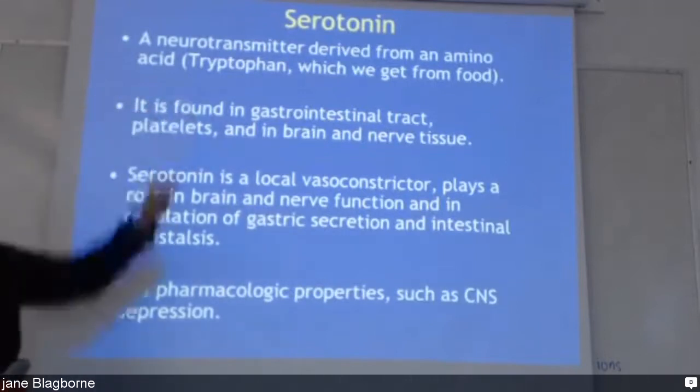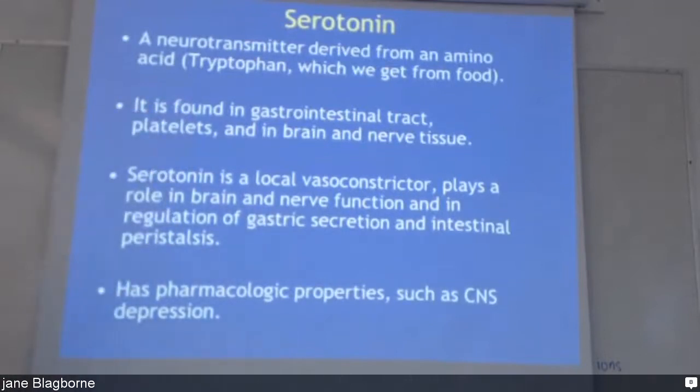Serotonin. Tryptophan, that's the turkey one. That's what you get from turkey. So it actually makes you feel good. It's the feel-good kind of neurotransmitter. So after your turkey dinner, you get a load of serotonin and you feel really good. It's found in the gastrointestinal tract. Serotonin is a local vasodilator and plays a role in brain and nerve function and the regulation of gastric secretion.